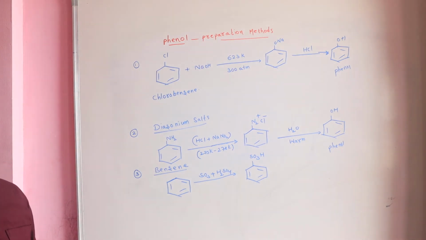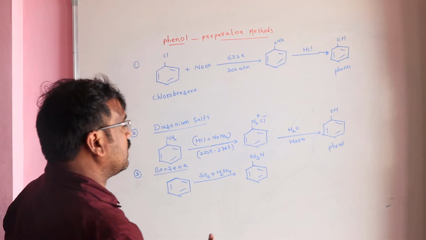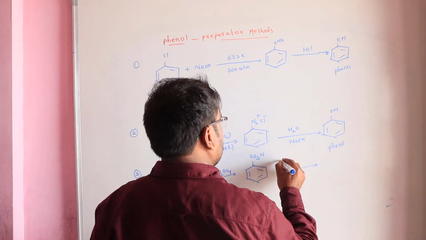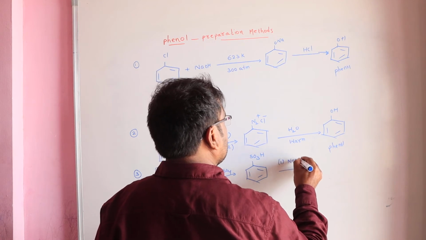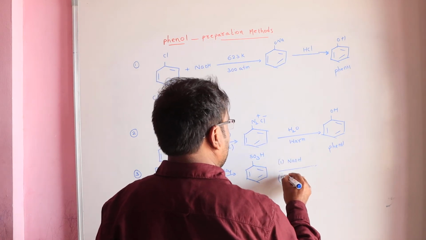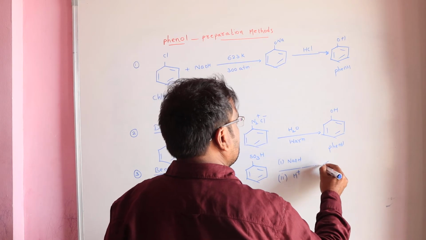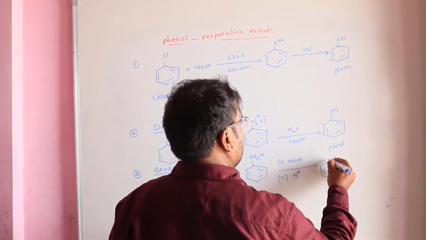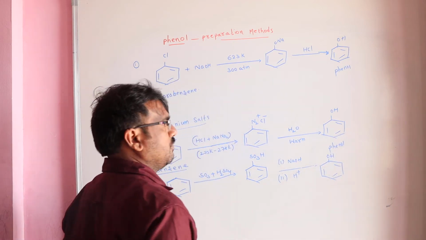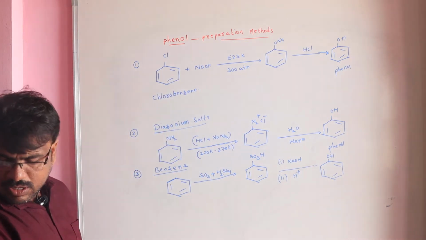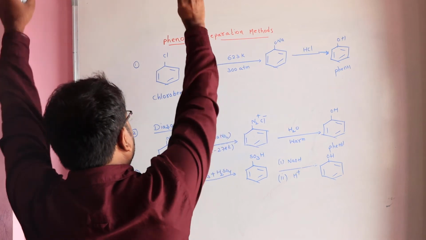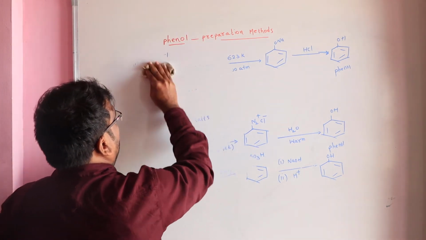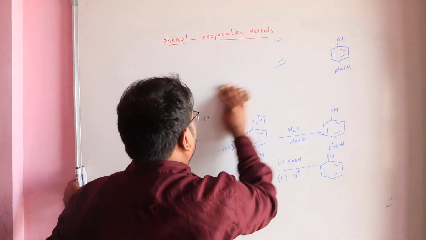This benzene sulfonic acid, when treated with sodium hydroxide, NaOH, plus acid, H+, then our final product is phenol. Phenol is our final product. Next, phenol preparation from cumene, it's a very important method.